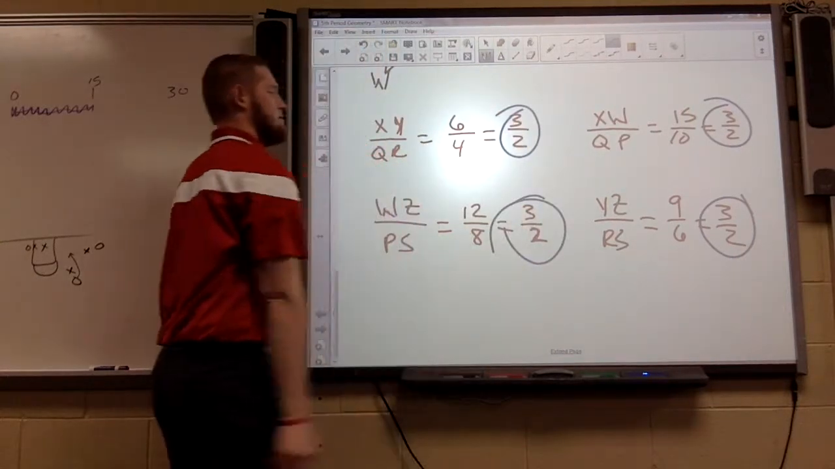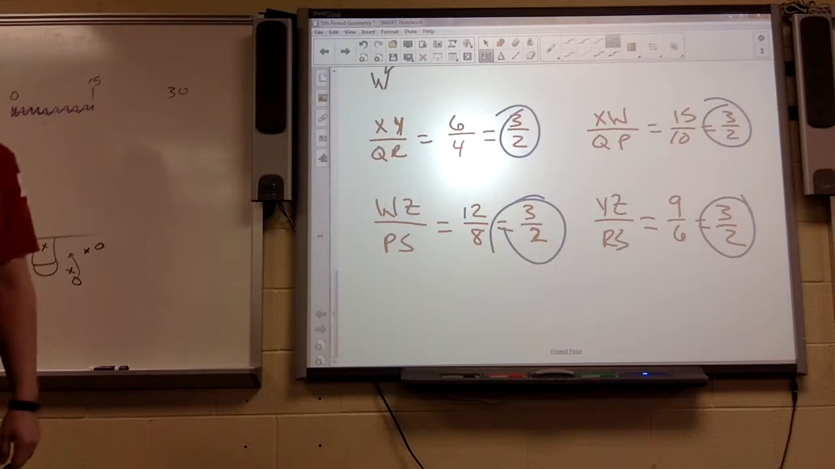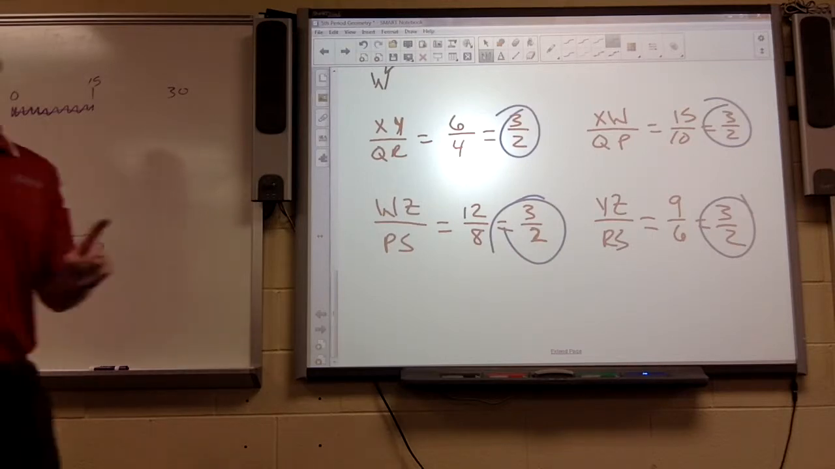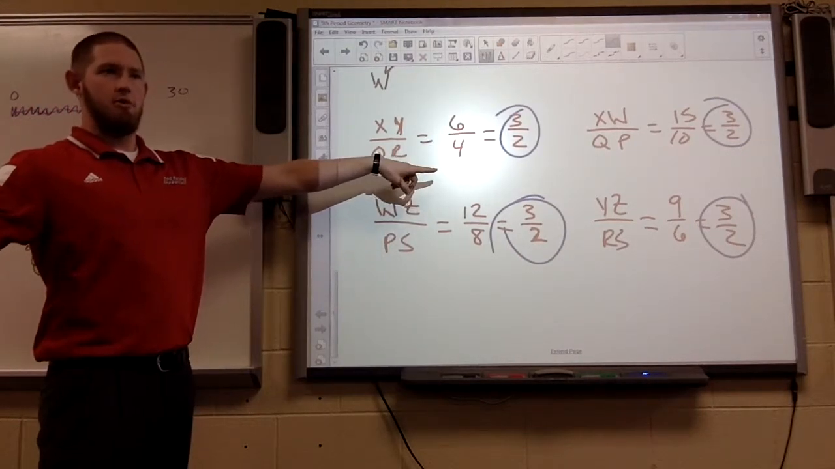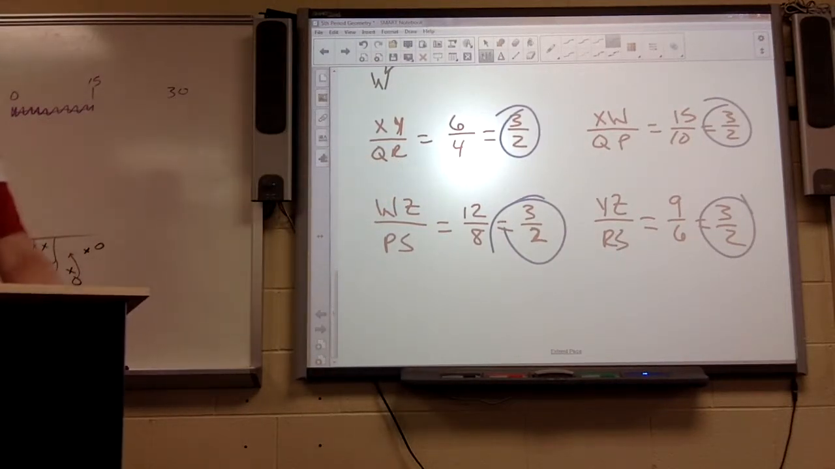So, are these two figures similar to each other? Yes, they are. If they're similar, this will always happen. Okay, so keep that in mind. That will always happen.